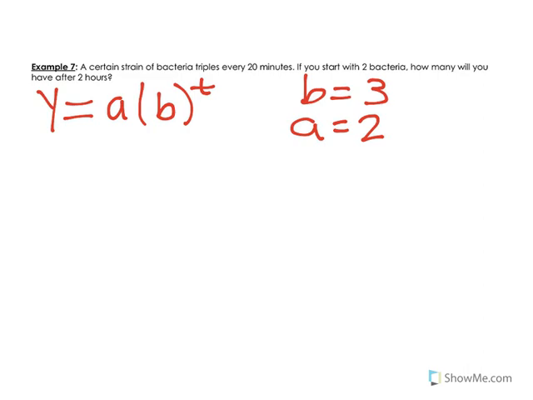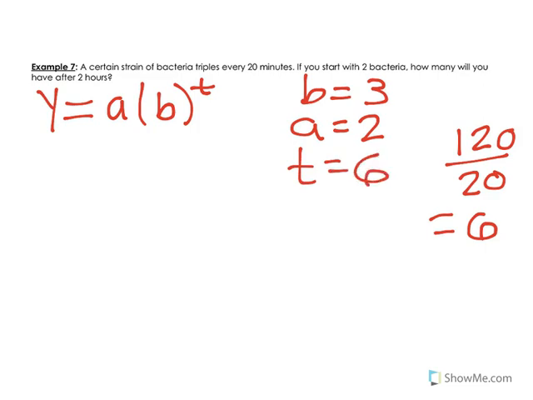And then our time, this is where it gets a little tricky. It asks us how many we'll have after 2 hours, but our original value was given in minutes. So we have to figure out how many sets of 20 minutes are in 2 hours. If you think about how many minutes there are in 2 hours, in 1 hour there's 60 minutes. So in 2 hours, you multiply 60 by 2, there's 120 minutes. And you're going to divide that by the 20-minute groupings we have. If you do that, you'll get that there's 6 sets of 20 minutes in 2 hours. So our time is going to actually be 6.